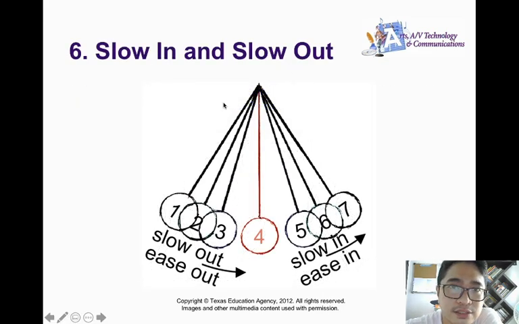Next is slow in and slow out. So just like a pendulum, kumbaga ito yung kanyang point of action. Ito yung main niya. Tapos we slow out, ease out, and slow in and ease in. Kaya siya nagsuswing, kumbaga in a swinging position.